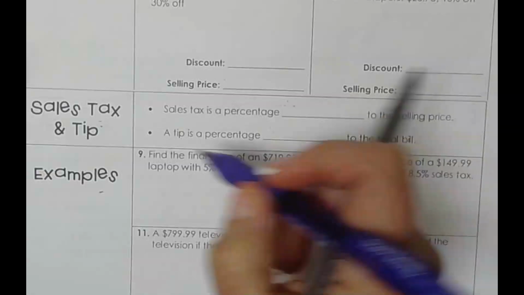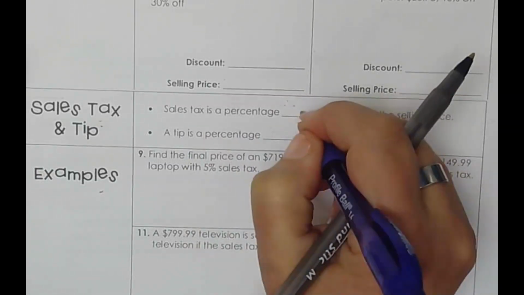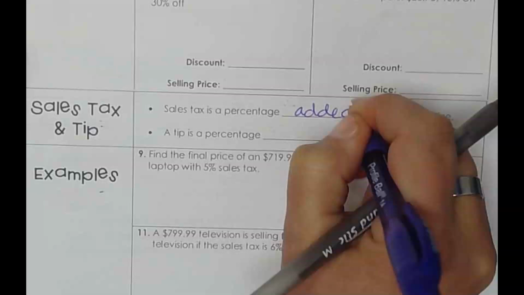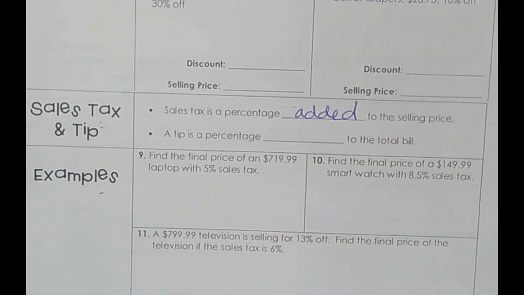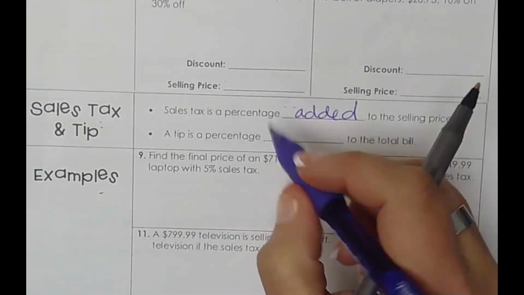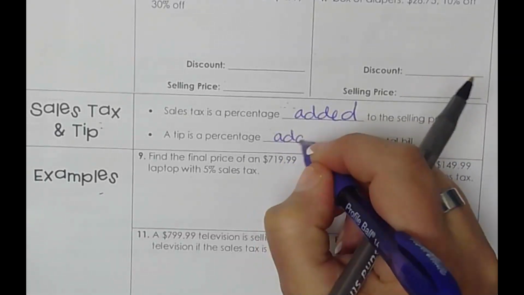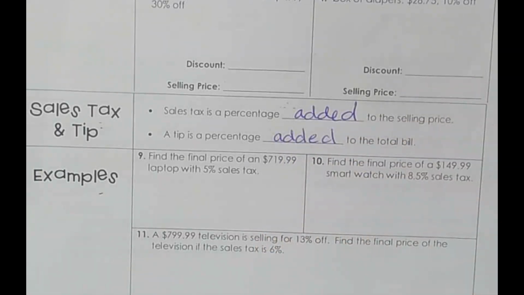Okay, so a sales tax is a percentage added to the selling price. So our final price should be bigger than what our original price was. And same thing, at the end of a meal, we would add the tip. So a tip is a percentage added to the original total bill.